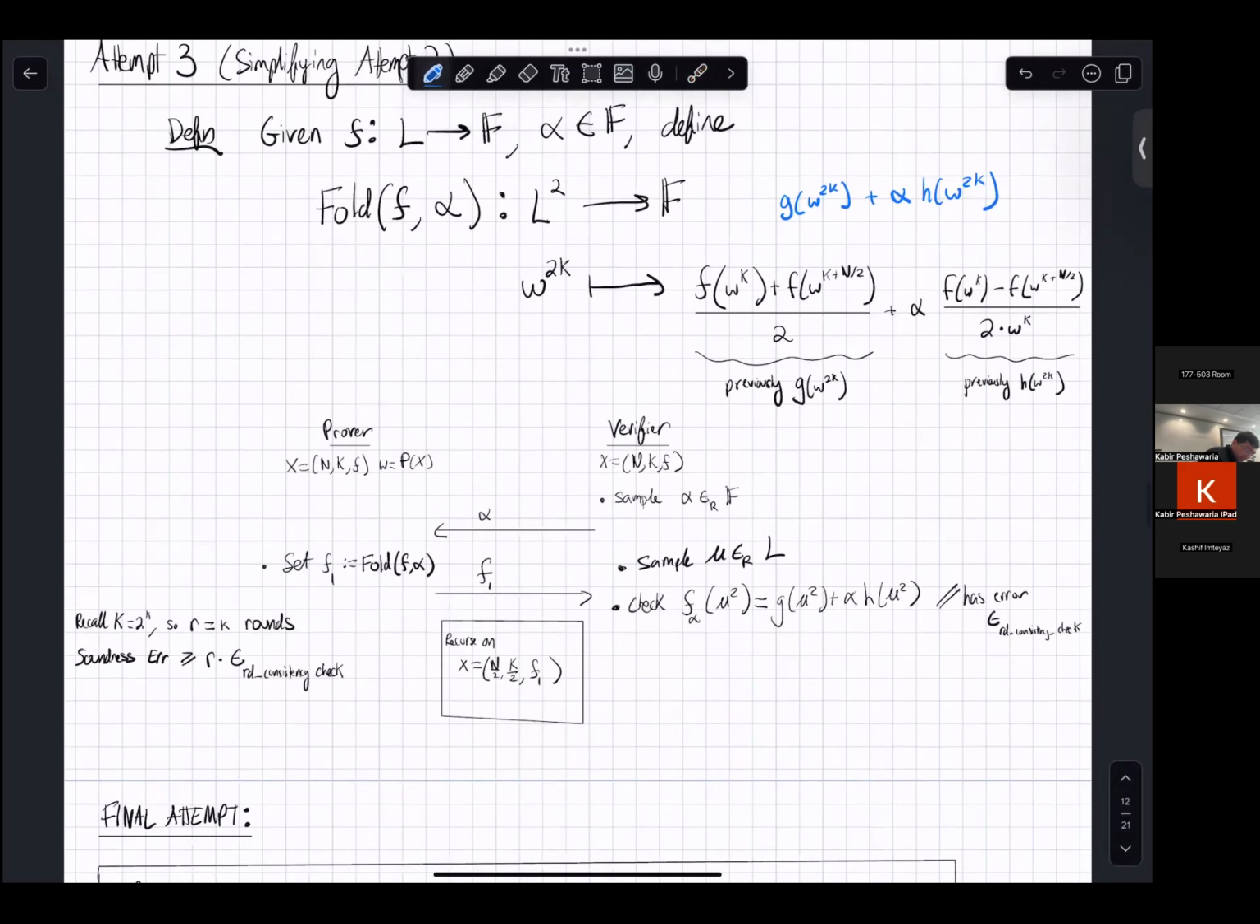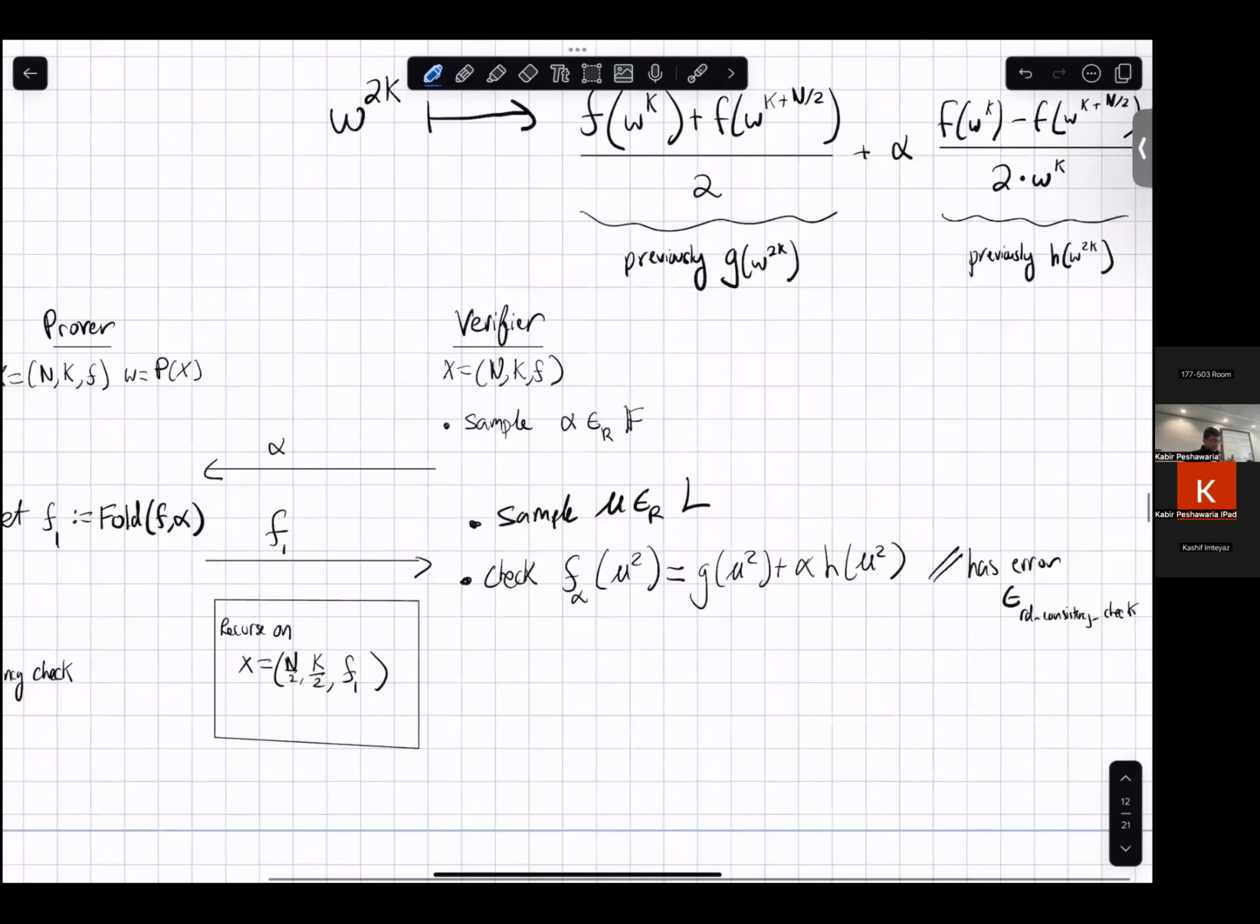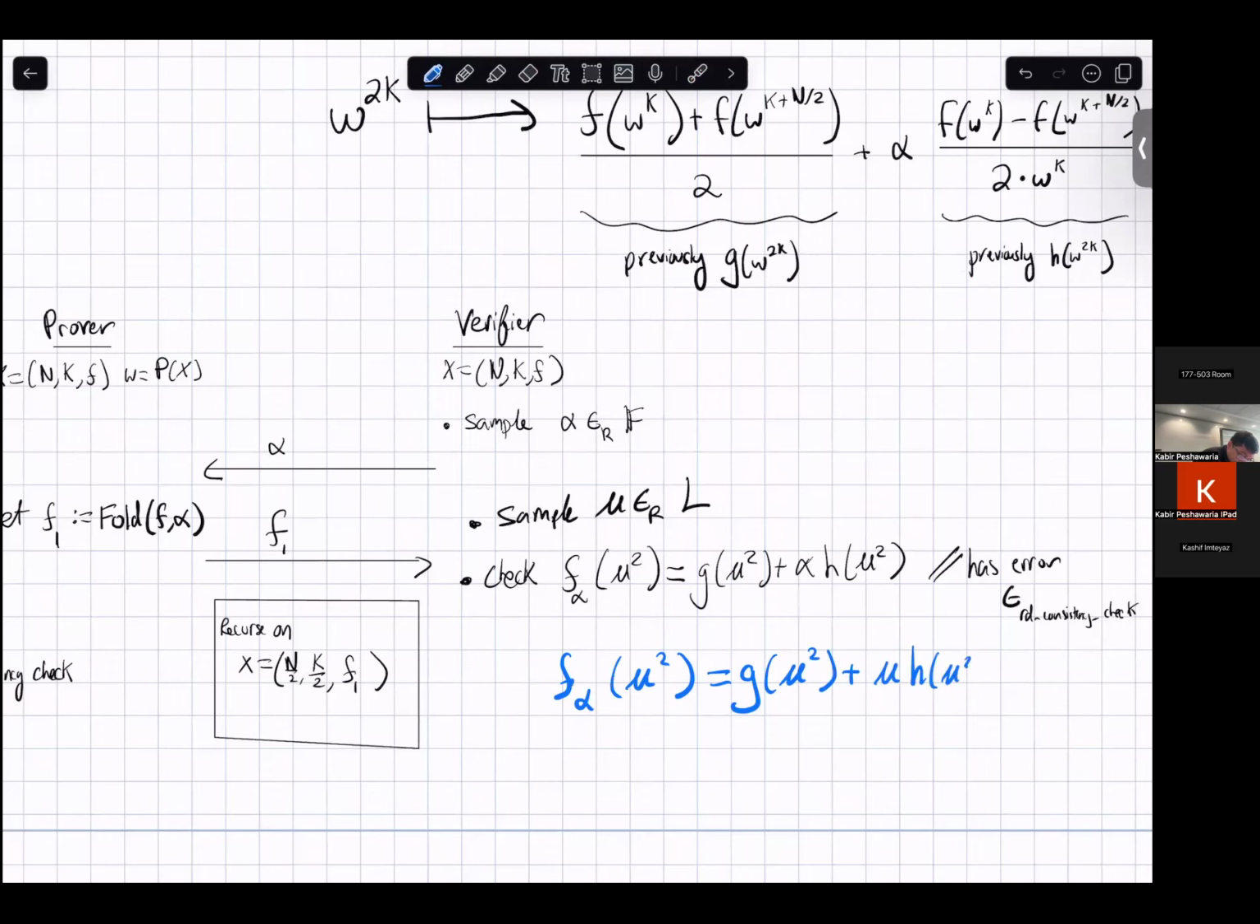I'm trying to sweep this under the rug, but I probably shouldn't fully. What's going on is two things. Earlier we had these two checks: equals G of mu squared plus alpha times H of mu squared. And we had that alpha of mu squared is really equal to G of mu squared plus alpha H of mu squared. We're sort of killing this one.